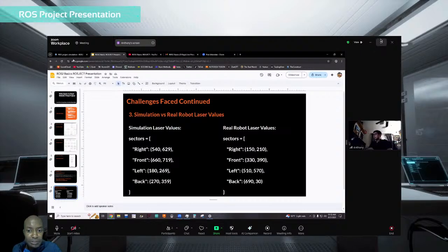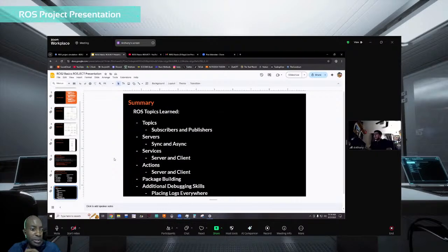And as I'm sure you've heard before, the real robot and laser values in the simulation are very different. So this is the sectors. This is the part in the service where it detects the front, left, back, or right wall being close. As you can see, the numbers are very different. Finding these out was a bit of a pain and a bit of a struggle, but we were able to get through it.